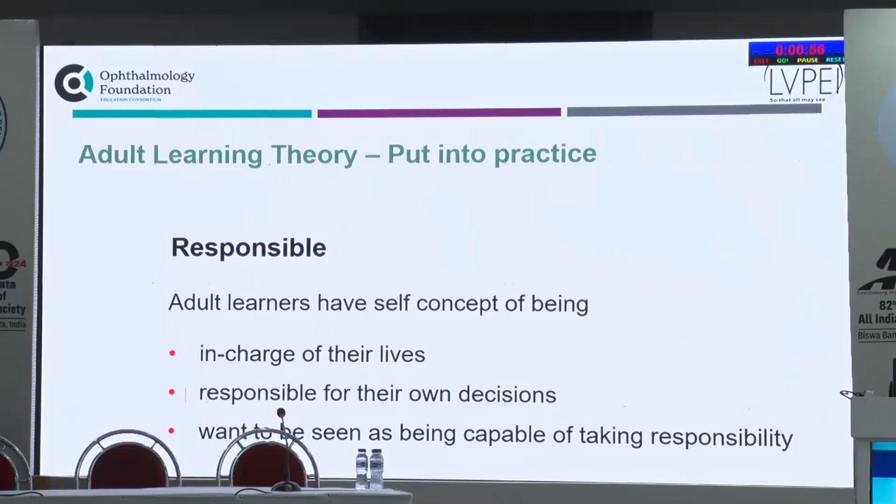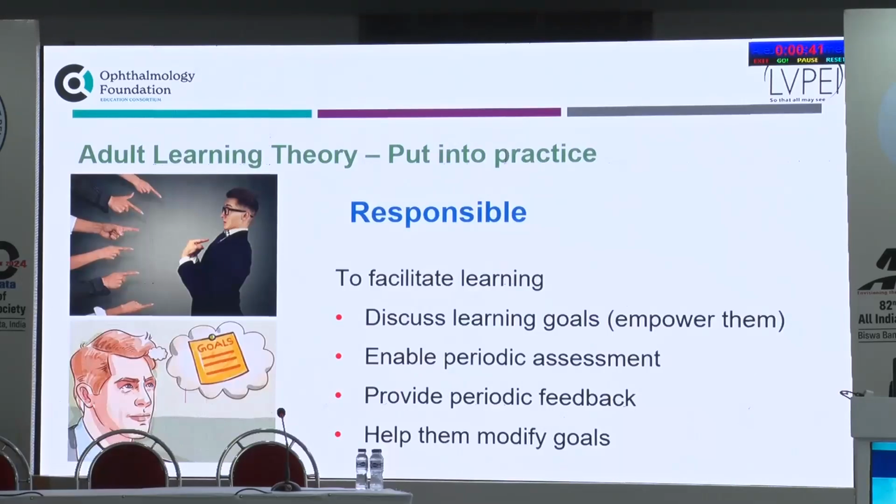The third characteristic is responsibility. What do we mean by that? Adult learners have a self-concept of being in charge of their life, responsible for their own decisions, and want to be seen as capable of their responsibility. To facilitate learning, it is important that we discuss learning goals with them, enable periodic assessment, provide periodic feedback, and help them modify goals.